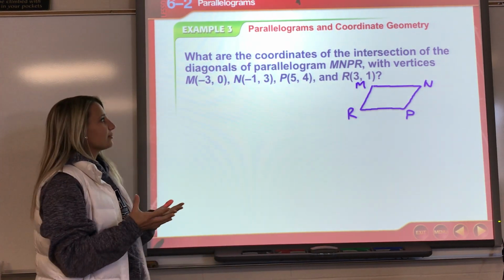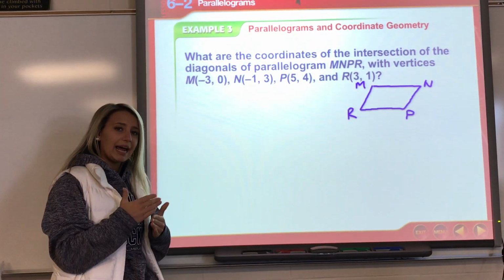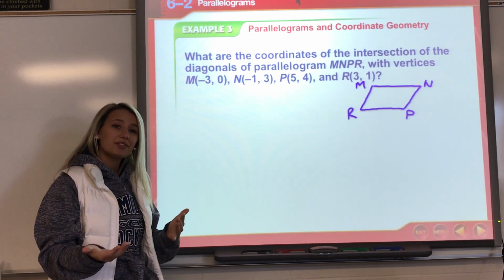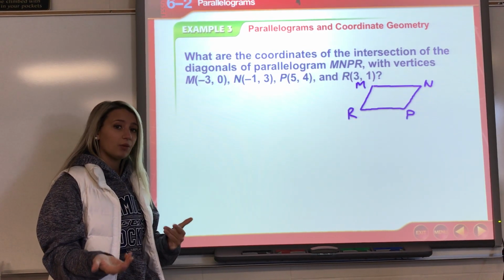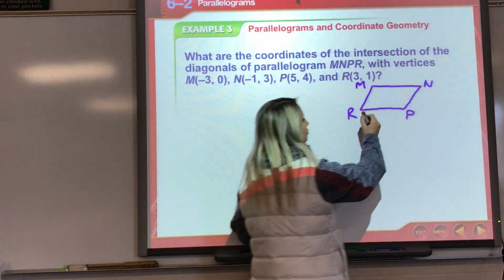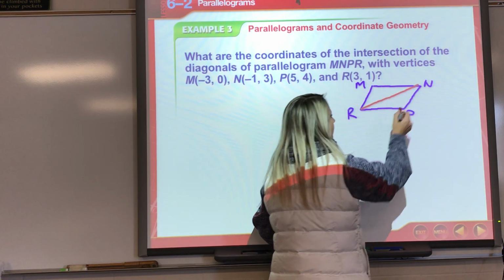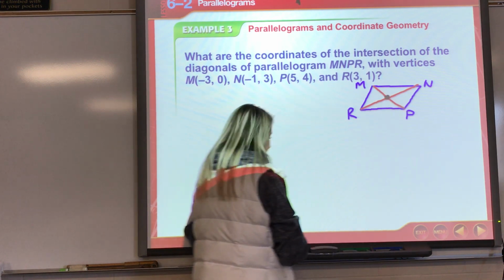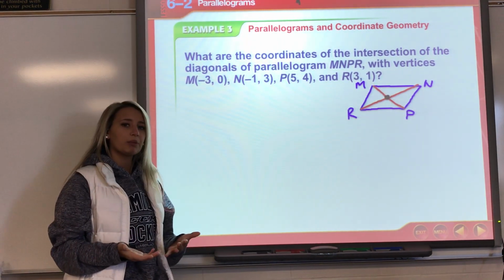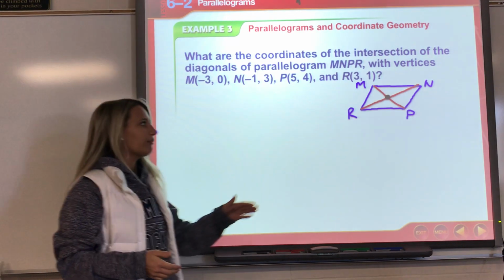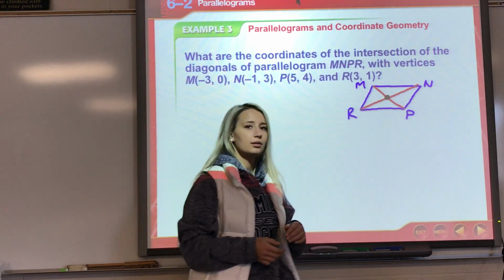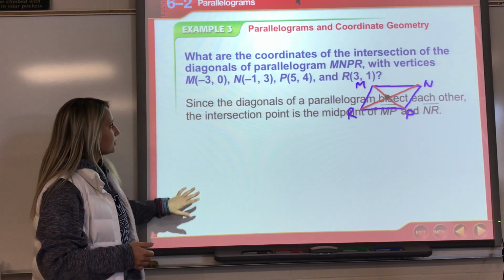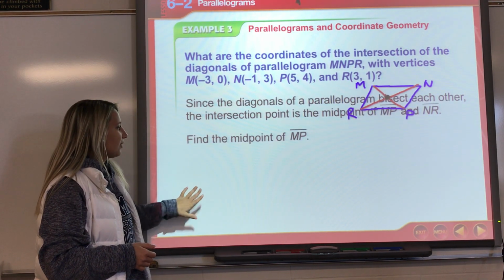Okay, and we're given these vertices. We have to find the point where the diagonals are intersecting. Well, we know that they bisect each other, so we have to find the midpoint of one of these. So just for fun, I'm going to draw in the diagonals. Okay, and this point is what we're trying to find, that black dot. So we're going to use the midpoint theorem here. And notice that we're finding the midpoint of MP or RN. Oops, the words are right on top of that. So you have to find the midpoint.